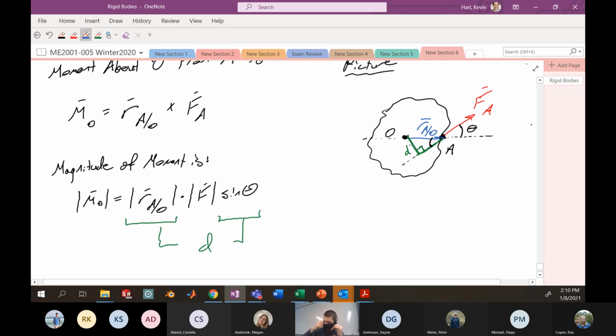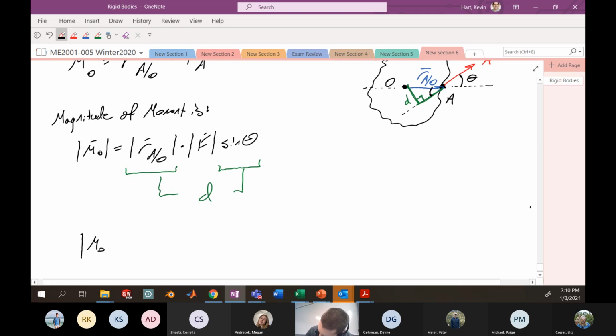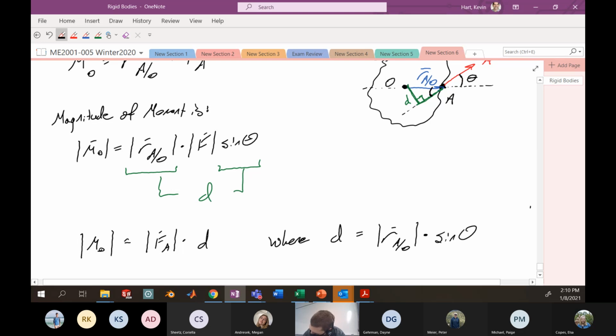So alternatively, what we can do is write that the magnitude of the moment at O is simply the magnitude of the force at A multiplied by this little d, where d is equal to the magnitude of the position vector times the sine of the angle between the two. Okay, that's nice and that's useful.